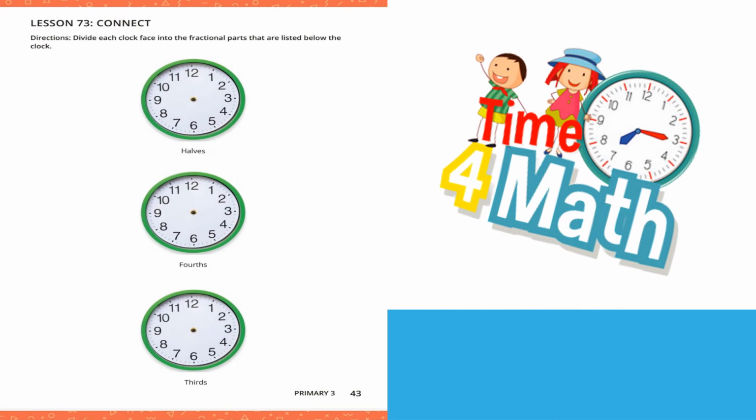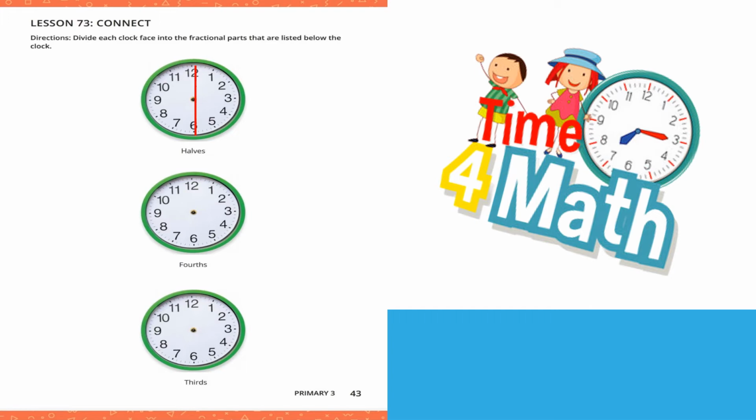73. The connect part. Divide each clock face into the fractional parts that are listed below the clock. The first clock face here, we have the word halves under it. So I want to divide this clock face into halves. So the whole one contains how many halves? 2 halves. 2 over 2. So it will be like this. This is half and this is half.